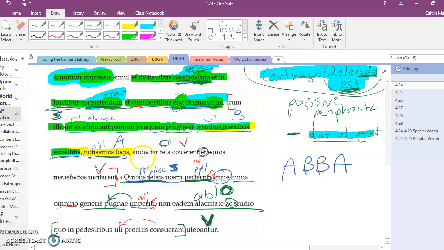Nostros and illi. Quibus rebus in the ablative. Nostri perterriti, atque huius omnino generis pugnae imperiti. Nostri are subjects, and they're being described by the adjectives perterriti and imperiti, and then the quibus, just part of this participial phrase perterriti. Our guys, perterriti by quibus rebus, and imperiti, which takes the genitive, huius omnino generis pugnae.